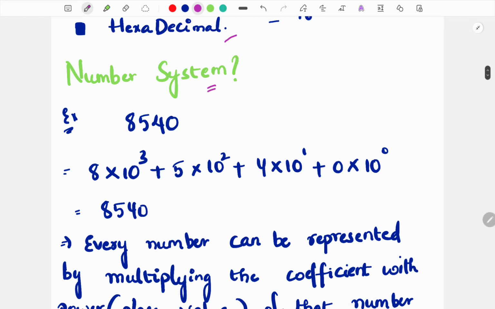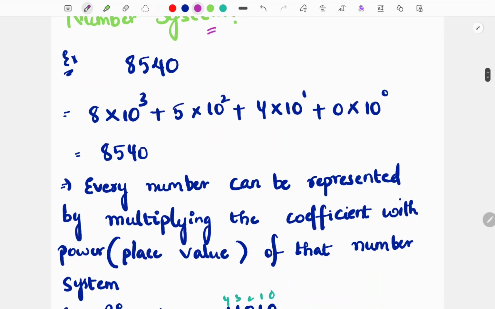Initially, what is a number system? Consider this number 8540. This represents a quantity like this: 8 into 10 power 3 plus 5 into 10 power 2 plus 4 into 10 power 1 plus 0 into 10 power 0. Means if we add these quantities, we'll get this number. So every number can be represented by multiplying the coefficient with the power of that number system.